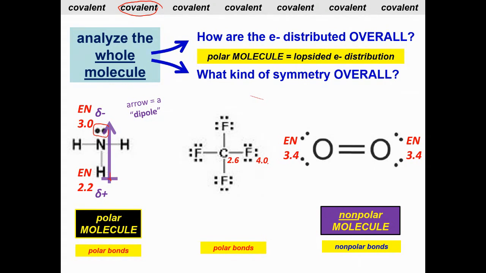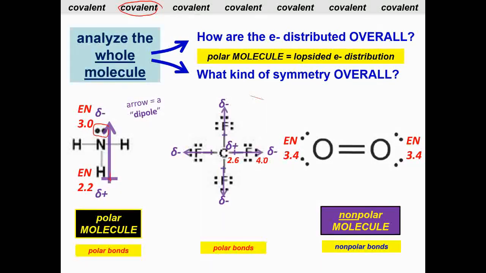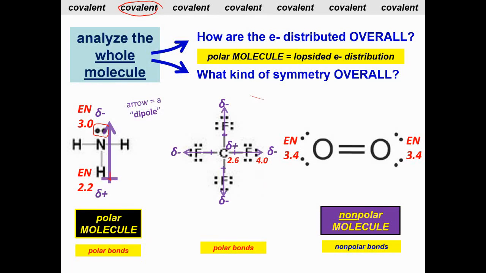Okay, carbon has a low electronegativity. Each fluorine has a high electronegativity. And the fluorines have all these electrons around them. What that means is the fluorines are all negative and the carbon is kind of positive. We could draw 4 different dipoles where it's negative towards the fluorine, negative towards the fluorine, negative towards the fluorine, negative towards the fluorine.